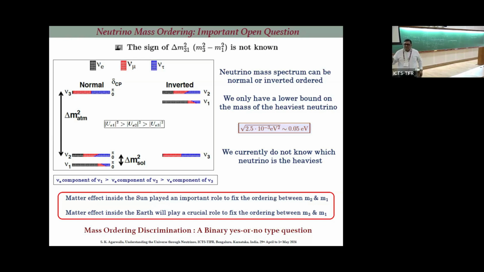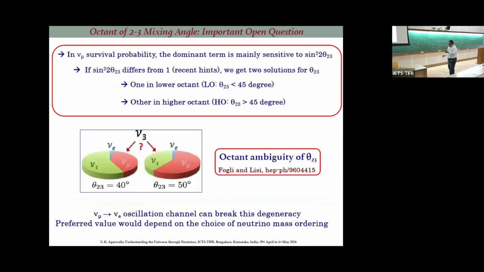If DUNE comes, takes data for say 10 years, we have done the simulation, then if it is 1 degree, 1.5 degree, there is a chance that at 1 sigma, 2 sigma, you should be able to distinguish. Beyond that, there is no hope. So, this is the phenomenology of theta 2,3. Yes.